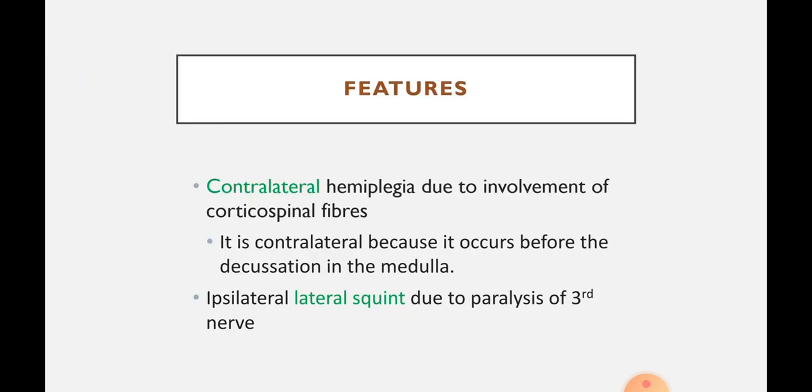So the two important features: contralateral hemiplegia due to the involvement of the corticospinal fibers, and it is contralateral because it occurs before the decussation in the medulla. Then ipsilateral lateral squint due to the paralysis of the third nerve.